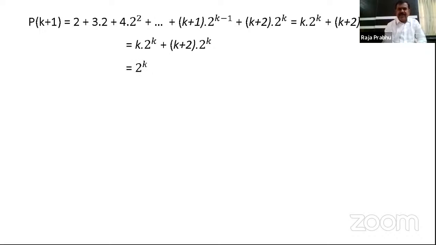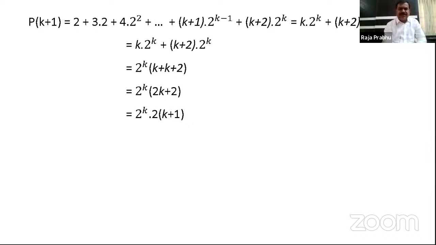Okay, then what will we get? Take out 2 power k common, then the remaining term in the first term here is k, and the remaining part in the second term is k plus 2. So it is now 2 power k into k plus 2. Okay, now small simplification, that k plus k becomes 2k. So the next step is 2 power k into 2k plus 2, and again there is another common term, that is 2 among those two within the bracket. So take out 2 also common, then it becomes 2 power k into 2 into k plus 1.